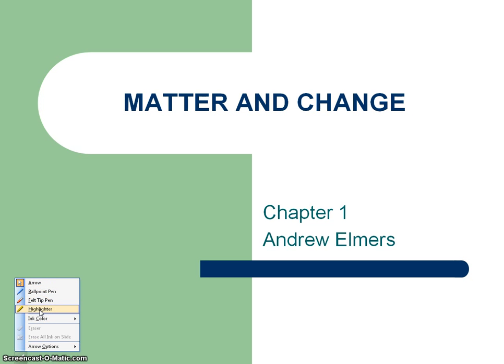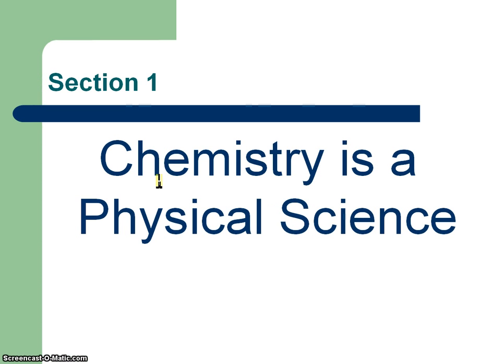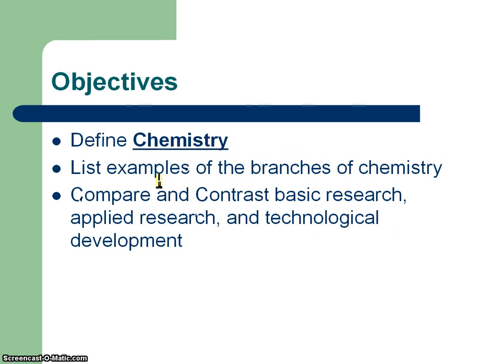Today we go over Chapter 1 of Modern Chemistry, Matter and Change. Chapter 1, Section 1 is Chemistry is a Physical Science. The objectives of this chapter are to define chemistry, list examples of the branches of chemistry, and compare and contrast basic research, applied research, and technological development.